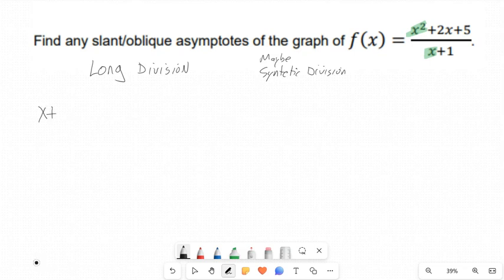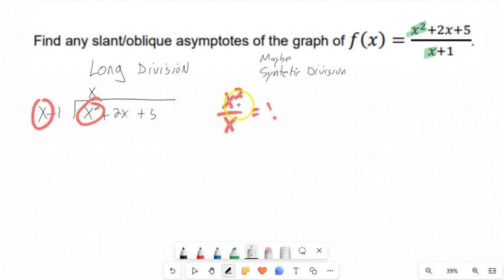So we would take the x plus 1 and long divide that into x squared plus 2x plus 5. And x times x is x squared. And that is essentially x squared divided by x. And then we distribute, we multiply, and that gives us x squared plus x. We then subtract.